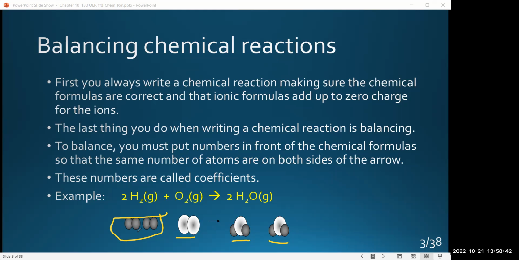Okay. Note the hydrogens. The hydrogens are in the grayscale. There's 4 on the left-hand side, and there are 4 on the right-hand side. The 4 on the left-hand side are the hydrogen in elemental form. There's 2 molecules in it. Okay, let's take a look at the oxygen.